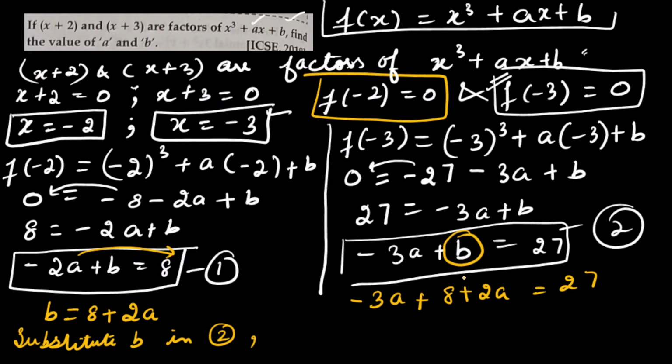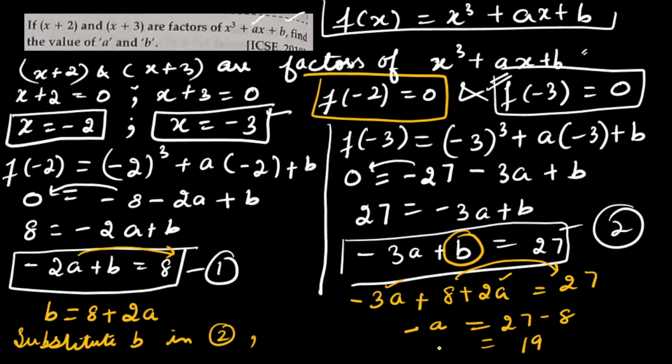Now like terms we can simplify. 8 and 27 are like terms, so 8 I will shift to the other side. Here I am left with minus 3a and 2a. Minus plus is minus, so 3 minus 2 is 1. That's a I will be writing, but with the sign of the greater number. So minus a is equal to 27 minus 8. What is 27 minus 8? 27 minus 8 is 19.